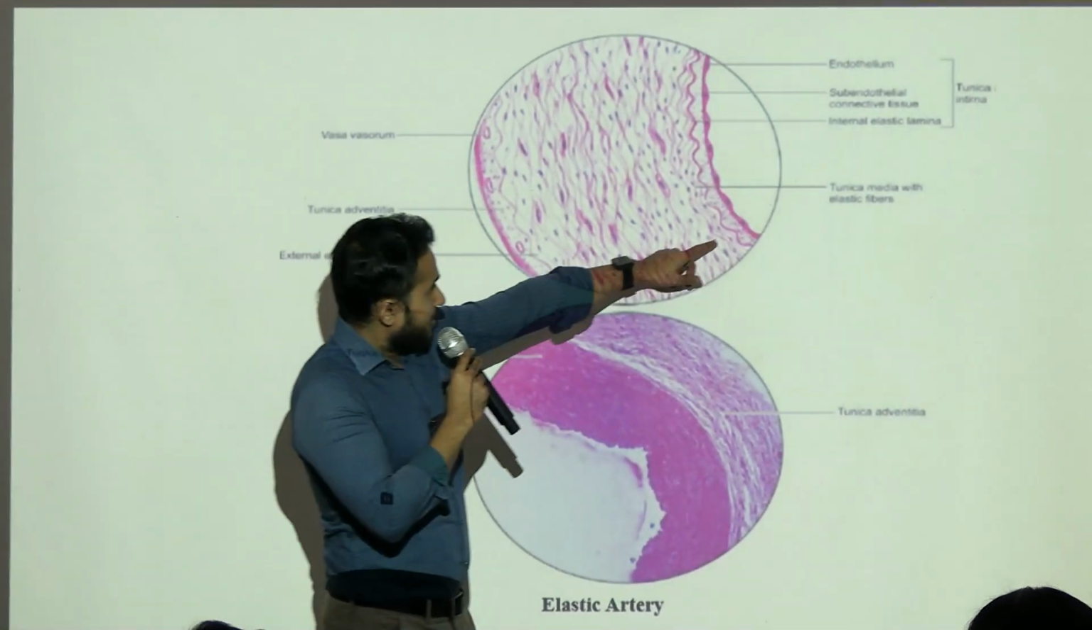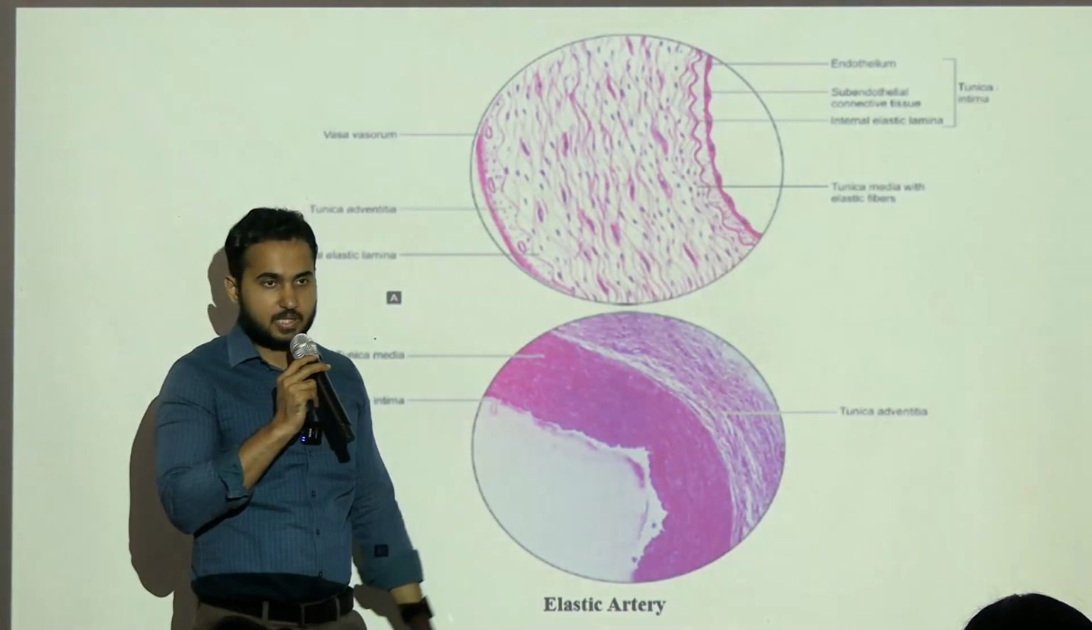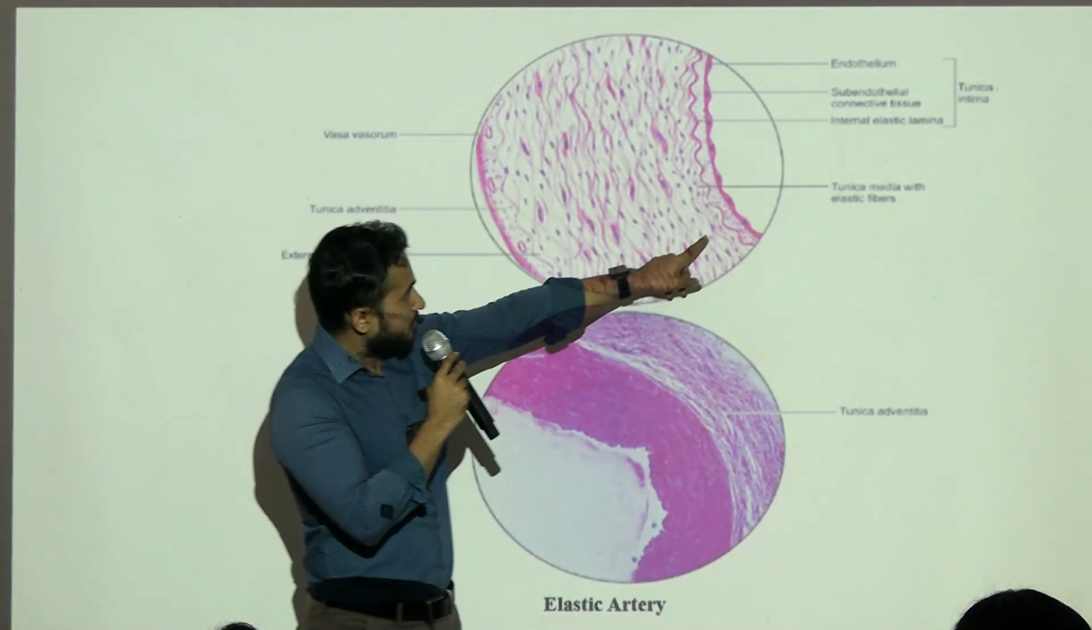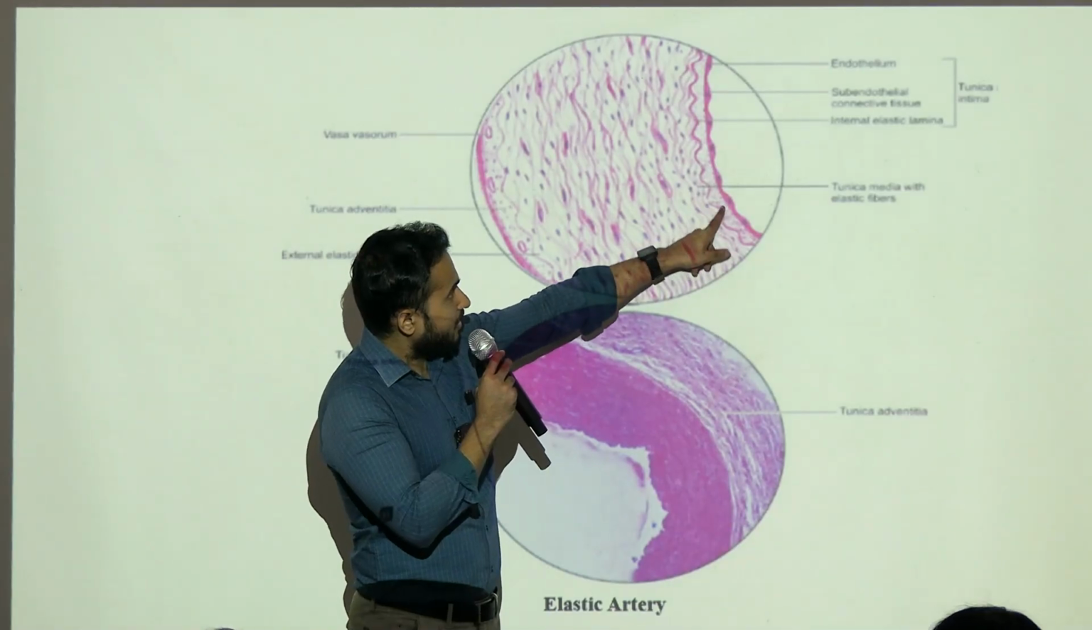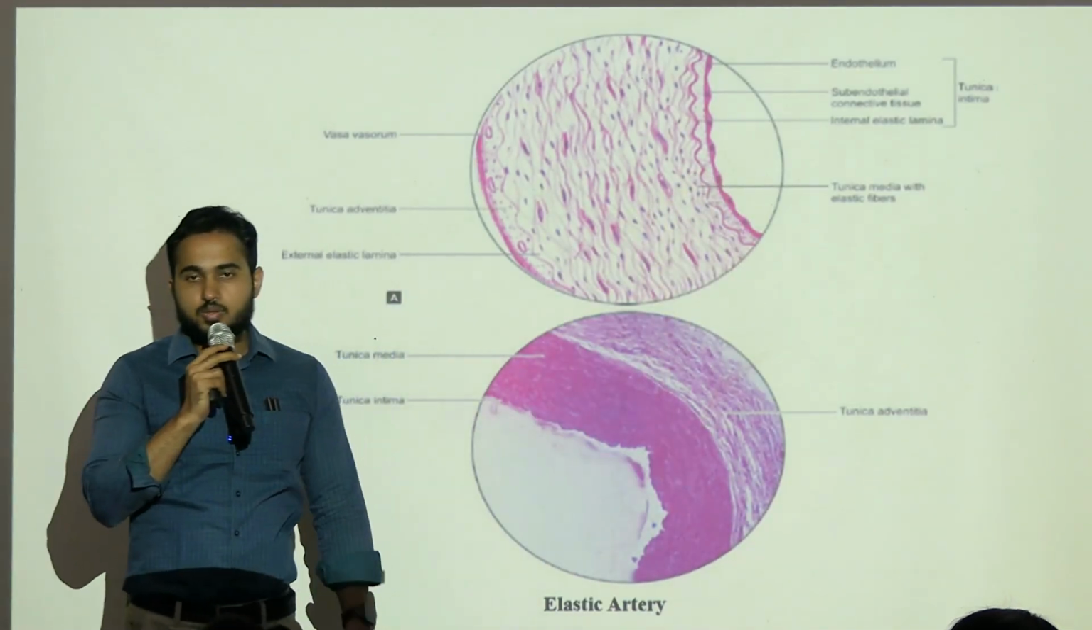Okay, so see, this is the endothelial layer. You can see the endothelium. That is the simple squamous epithelium. Just deep to the endothelium, this is the subendothelial connective tissue. Okay, so this much is the tunica intima.